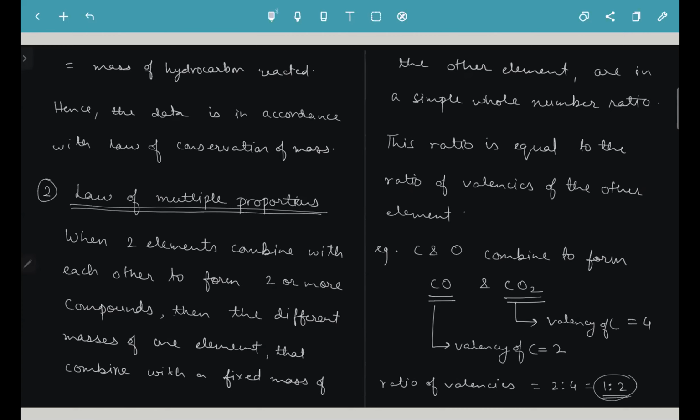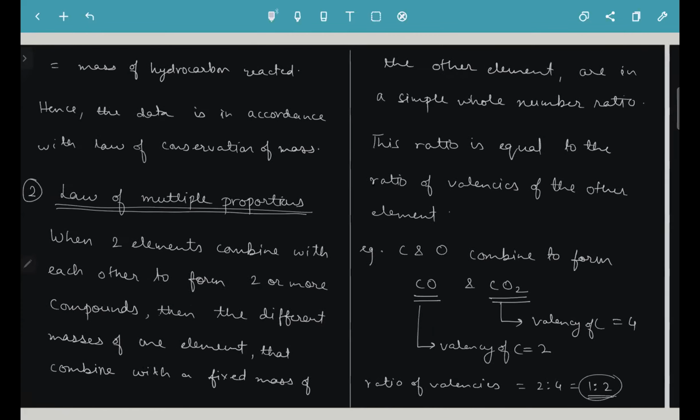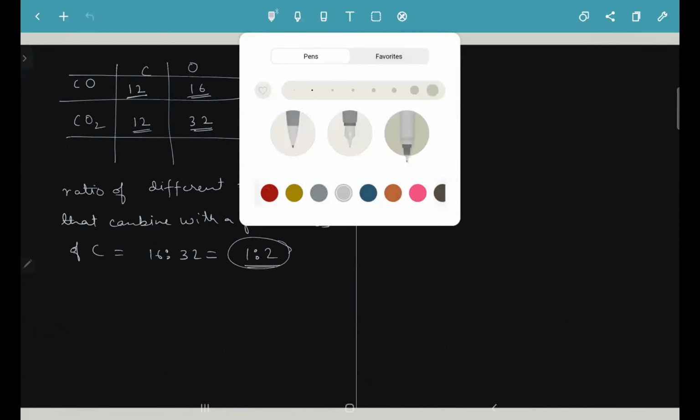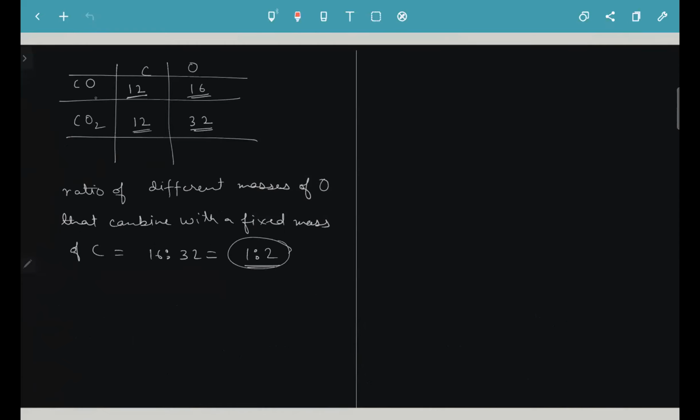Please do it. It is not the law of constant proportion, it is the law of multiple proportions. Law of constant proportions we will be doing. The law of multiple proportions: when two elements combine to form two or more than two compounds, in this case, the two compounds are CO and CO2. Then the different masses of one element that combine with a fixed mass of the other element.